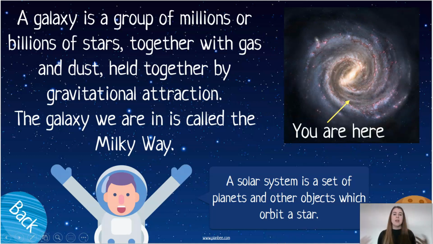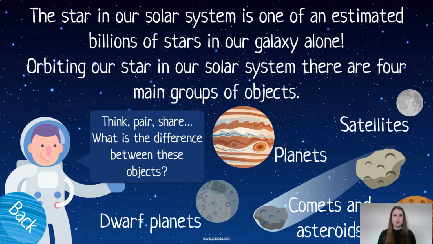Now, we know that the galaxy that we're in is called the Milky Way, and I'm sure everyone remembers that because we have Galaxy and Milky Way, which are both chocolate bars. Which one do you prefer? I don't know, but that tends to be how people remember it. So we're part of our galaxy called the Milky Way. Now we know that the solar system is the set of planets or other objects which orbit a star. So we know that's what we're part of.